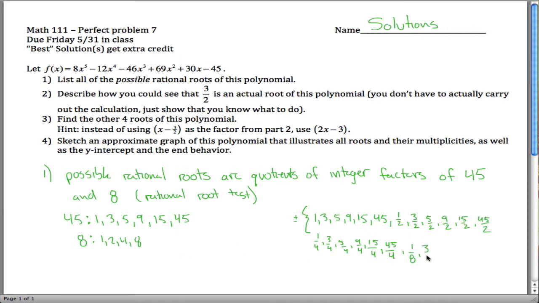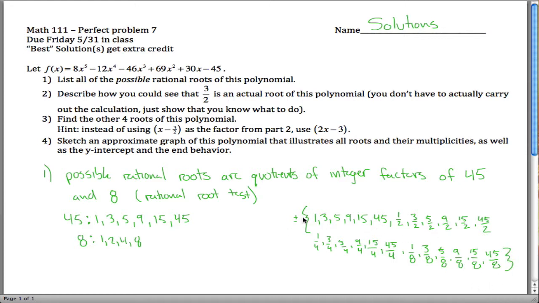In this case, none of these numbers are repeated. You don't have to worry about that. 3/8 is not equal to any other fraction on this list, for example. That's because all the numbers in the numerator are odd, and the numbers in the denominator are powers of 2. 9 eighths, 15 eighths, and finally 45 eighths.